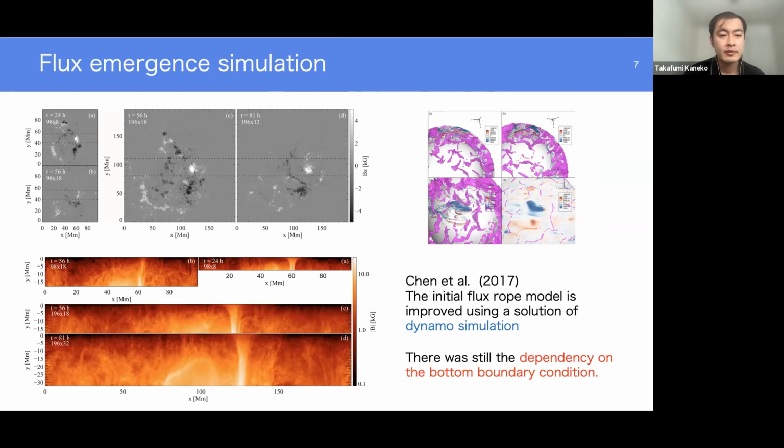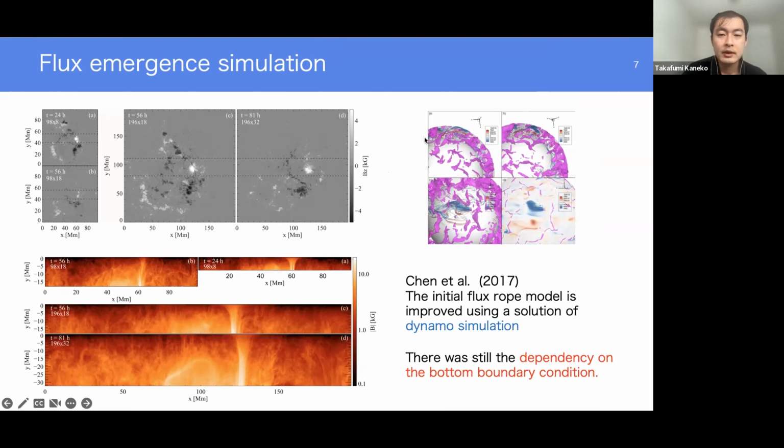But there is still the issue of the effect of the boundary condition. And not only the bottom boundary condition, the horizontal boundary condition also influences the result. So they changed the depth of the bottom boundary, and also changed the width of the simulation box. And actually the results are different. This kind of issue is somehow problematic, so we have to do something to take care of that.